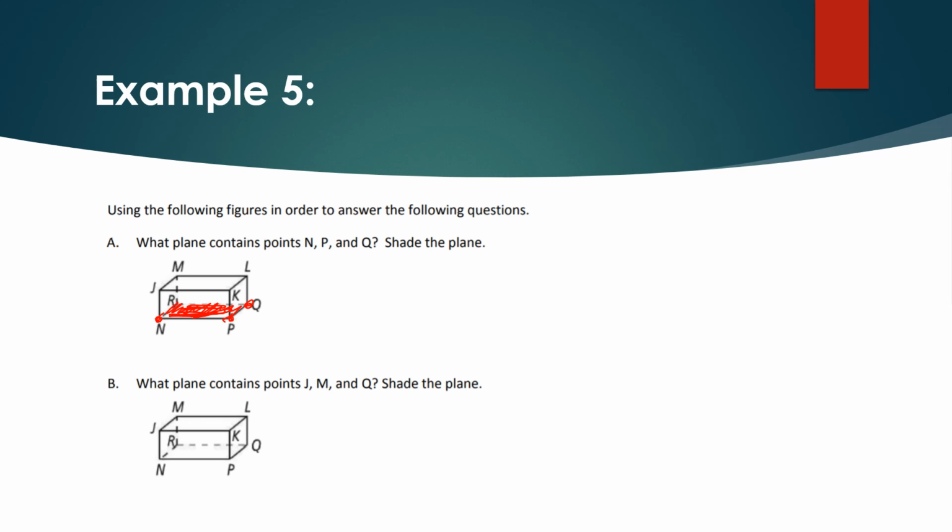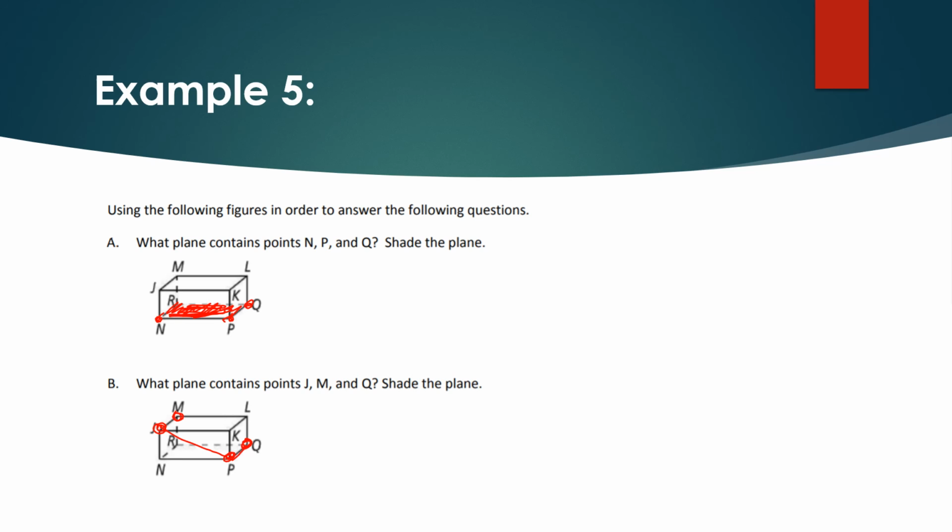And then for part B, this one's a little harder, but not too bad once you've seen it. They say, what plane contains the points J, M, and Q? And then they want us to shade the plane. So J's up here, M's up here, but then Q is all the way down here. So if we're trying to think front, back, top, bottom, one of the sides, none of those are going to work. Because what it really is, is a diagonal plane.